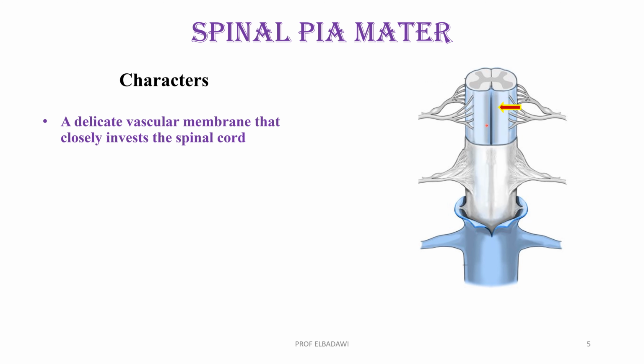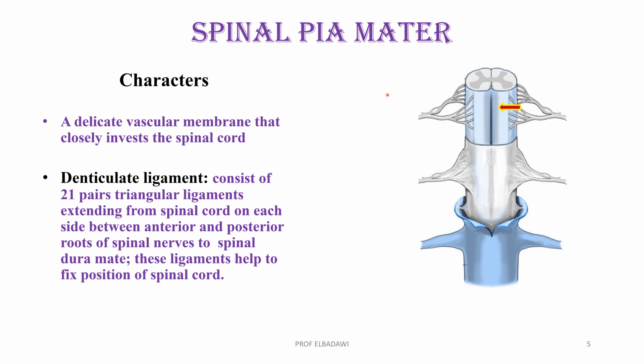It gives the glistening appearance of the brain, which you look at in the dissection room. The pia mater in the spinal cord extends around the spinal nerves between the anterior and the posterior roots to end in the intervertebral foramen. So it forms what we call a denticulate ligament. It goes this way and comes.